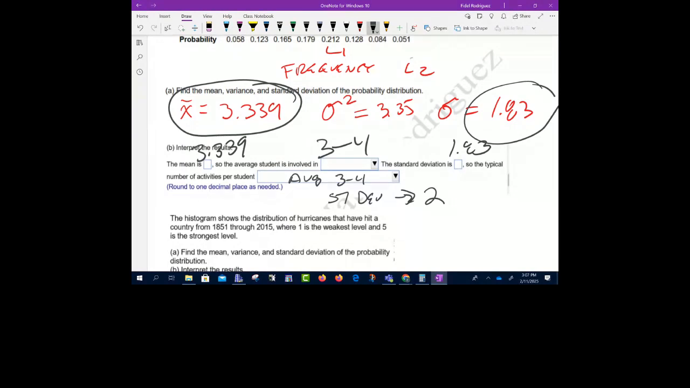Okay. And again, I've copied this problem, y'all, directly out of the homework, just so, again, you could see the way the problem is phrased. Okay. You're still going to put 3.339. What does that mean? The average is between 3 and 4, right? Standard deviation of 1.83. So that means that the student is involved in between 3 and 4 extracurricular activities with a standard deviation of 2. Okay. Why 2? Because I'm rounding 1.83.